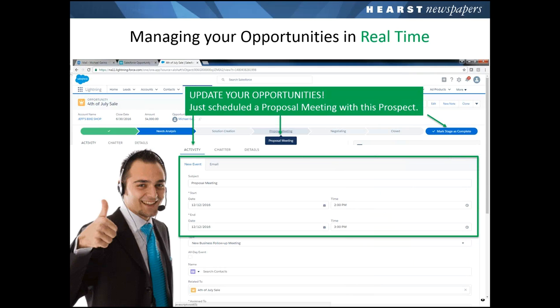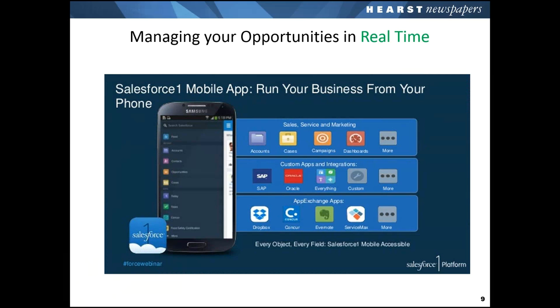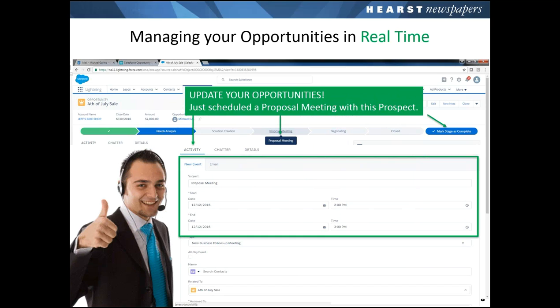So again, I went from the Kanban view, I clicked on the 4th of July opportunity, and it's taken me to this point, where I need to now schedule a proposal meeting with this prospect. All I need to do is click on activity and type in proposal meeting, which I have already here. Then I click on the stage and mark it as complete. So essentially, it's a two-step process for moving it from needs analysis. I create the proposal meeting, I click on the proposal meeting stage, and I mark it as complete, and everything is updated for me.